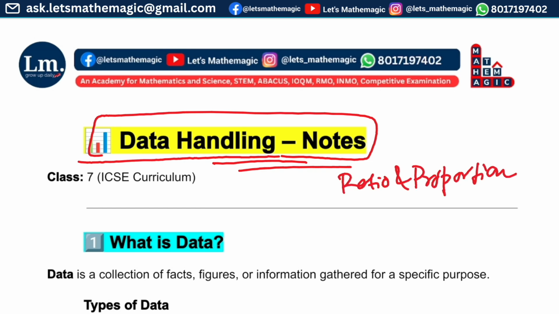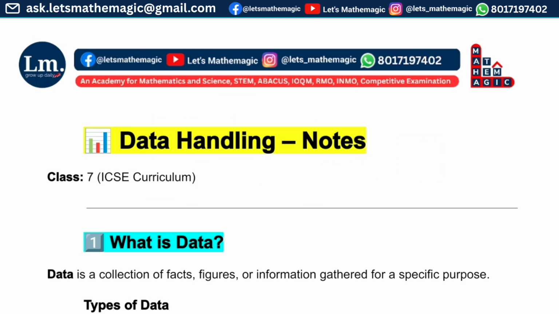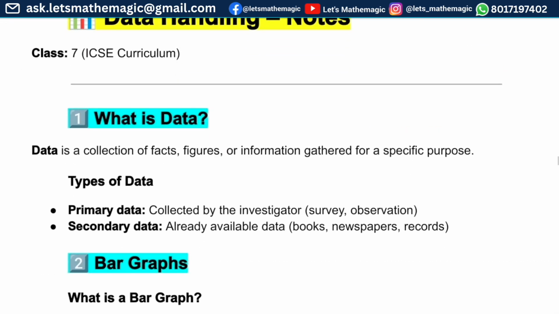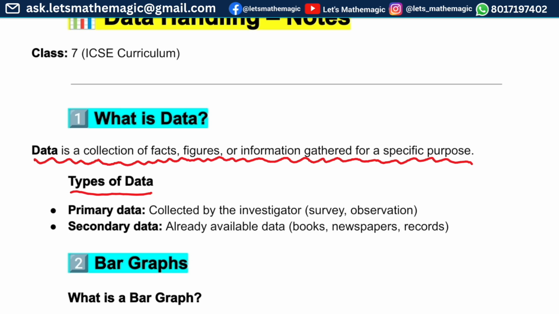Alright, so here first we will see what is data. Data is a collection of facts, figures or information gathered for a specific purpose. Now the types of data: there are two types, primary data and secondary data. Primary data is collected by the investigator through survey and observation, and secondary data is already available data, like in books, newspapers and records.